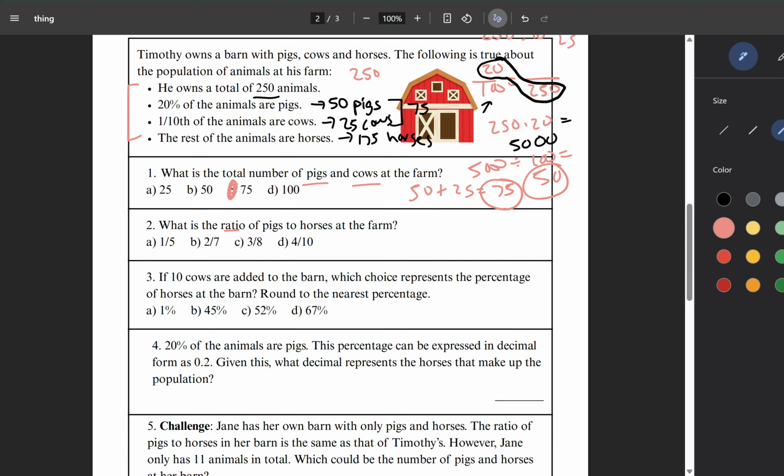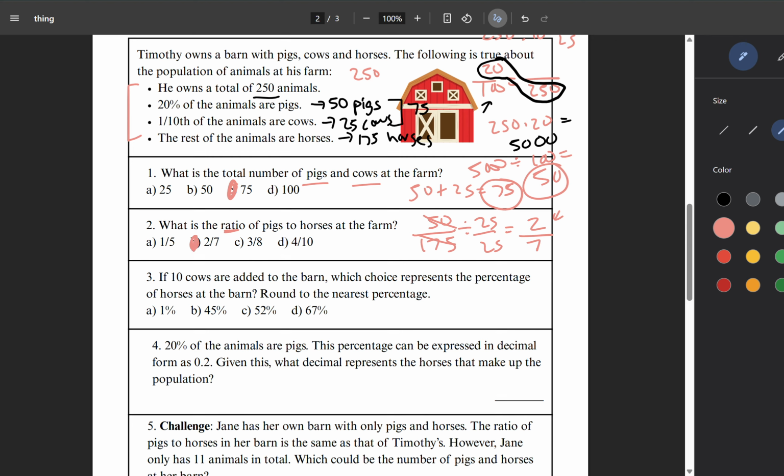Cool. What is the ratio of pigs to horses at the farm? So we found that we have 50 pigs and 175 horses. So if I were to simplify that, I'll give you a second. Remember, think about common factors. So if I were to divide by 25, top and bottom, it'd be 2 over 7. So the ratio of pigs to horses is 2 to 7.